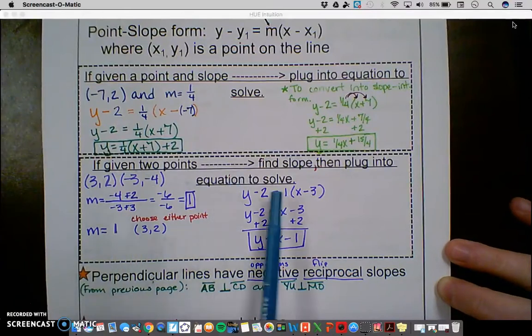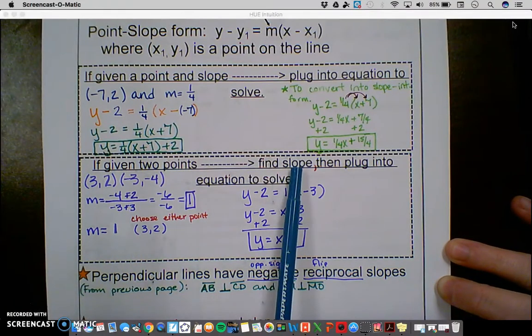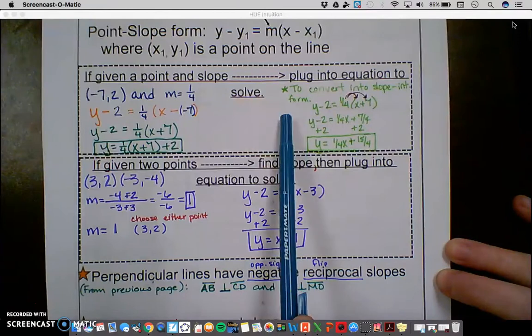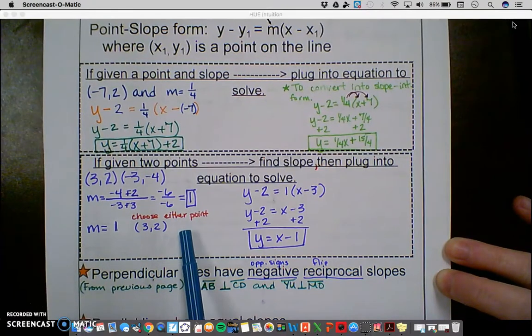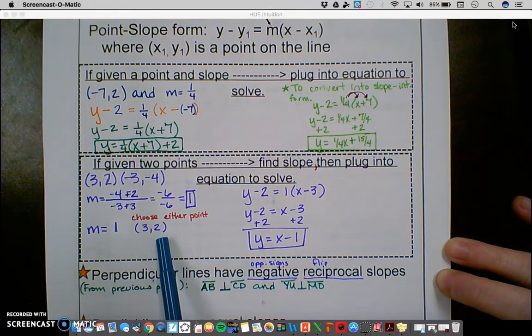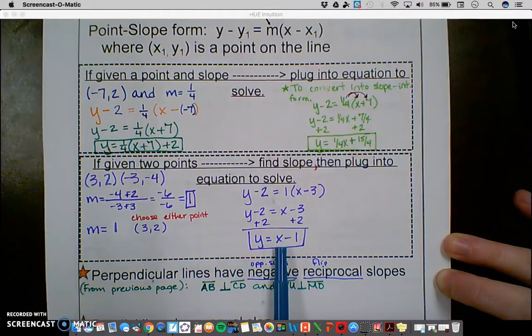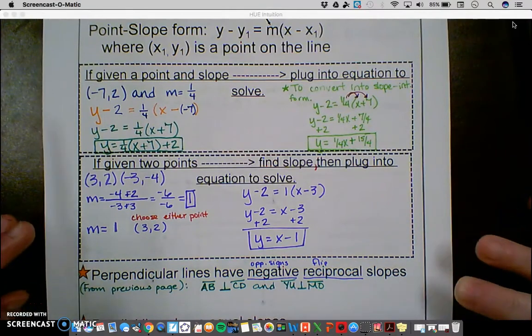When given 2 points, you have to find the slope first, and then it turns into the problem that we just did. So given the points (3, 2) and (-3, -4), find the slope of +1, and it doesn't matter which point you plug in because both of those points are on that line. So then plug in your point and slope and then find that equation.